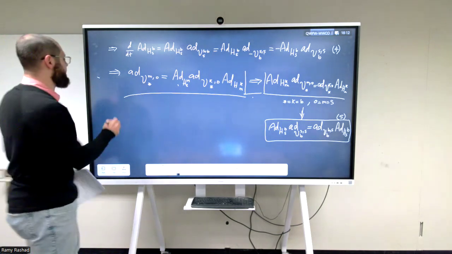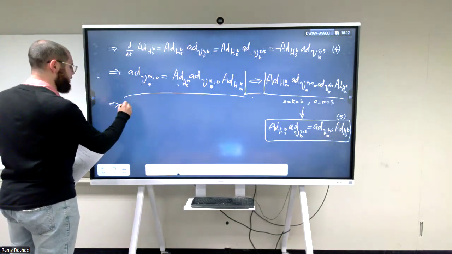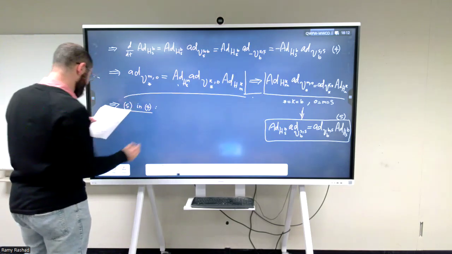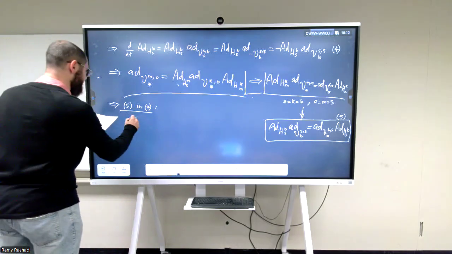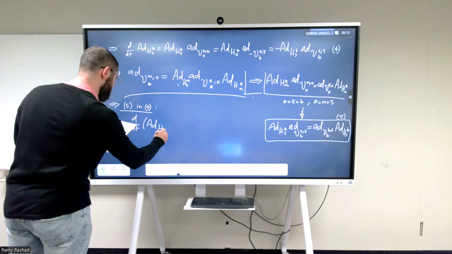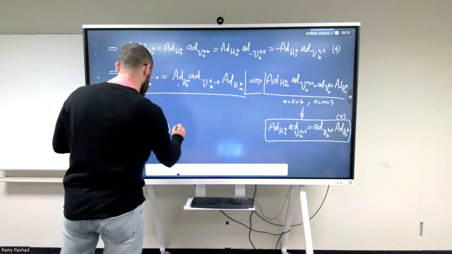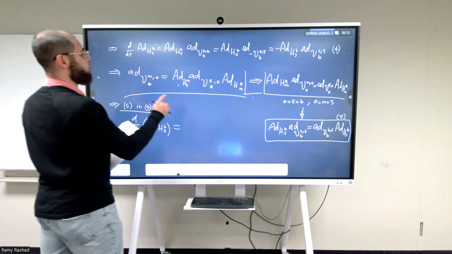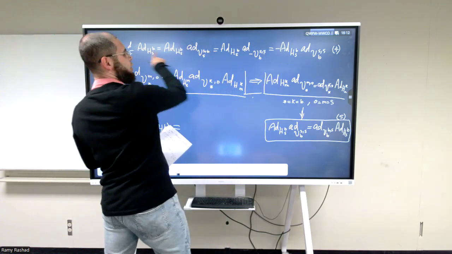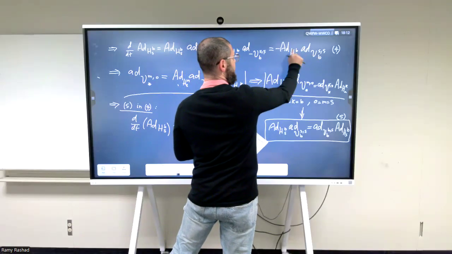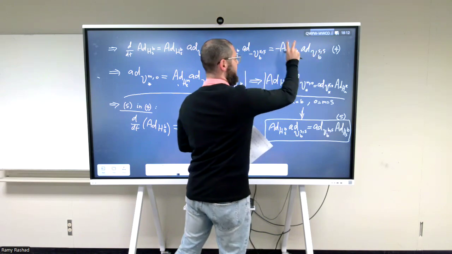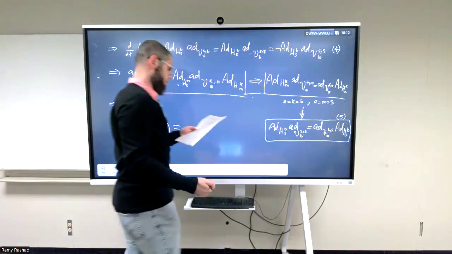So now what we're going to be doing is that let's plug 5 into 4. Yes, exactly. If we plug in 5 into 4, you see that we can write that the rate of change of the adjoint is actually equivalent to, which was equal to, where was it? So this was equation 4. So the rate of change of the adjoint was equal to this expression. But because I have a capital adjoint on the left and a small adjoint on the right, I can swap them and write them like this.